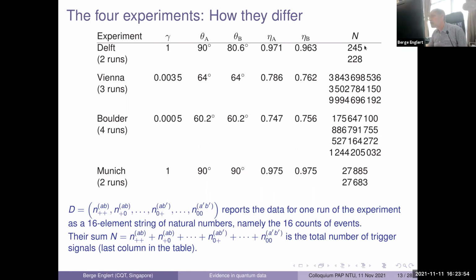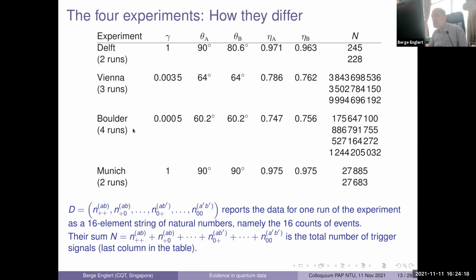However, the total number of events is not that large. It's only like 250 for the 2 runs of the Delft experiment. And it's like 27,000, 28,000 for the 2 Munich runs. So it's about a factor of 100 between those. And so this is also one of the reasons why the p-value calculated for the Munich data is so much smaller than the p-value for the Delft data.